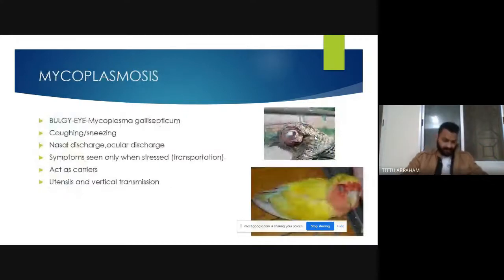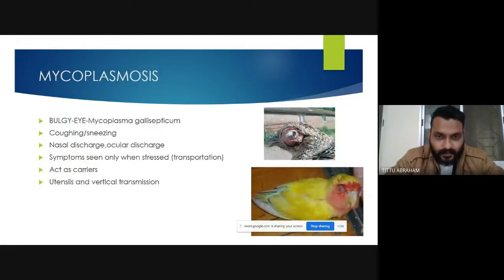This is mycoplasmosis, as I told you earlier. So it is very common in our poultry. So if you are keeping some exotic poultry and fancy chicken or partridges, quails and all, it's better to avoid them from your main aviary.